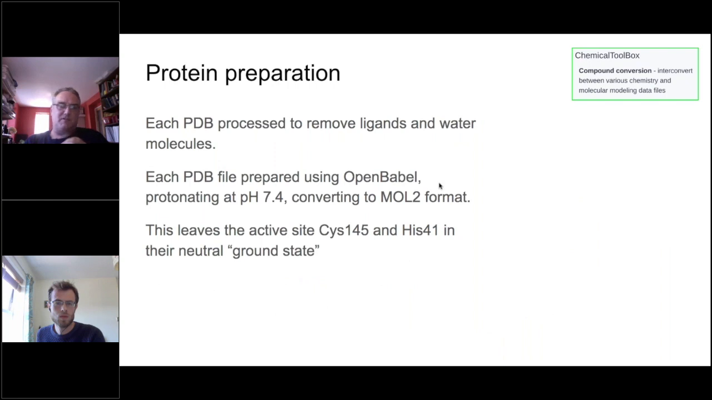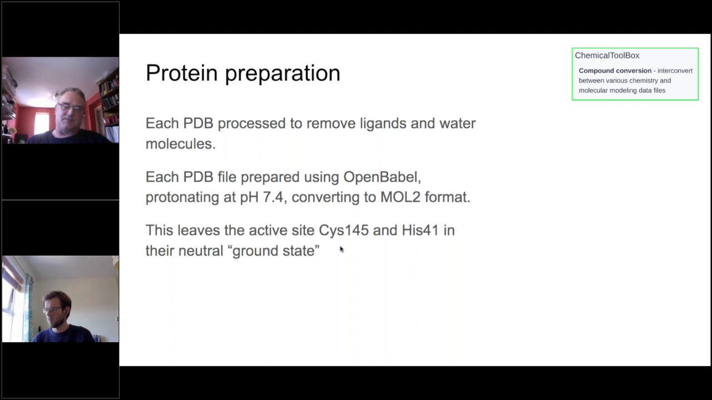The next step is to prepare the protein, and we take a relatively simplistic technique here, which seems to work fine for us. We prepare the protein with OpenBabel, converting it into the mol2 format that we need and protonating it at pH 7.4. What that does is leave the active site cysteine, Cys145, and His41 in their neutral ground state. There's quite a lot of discussion we could have around that, but for the purpose of docking to get inhibitors, that's probably the right way to go.